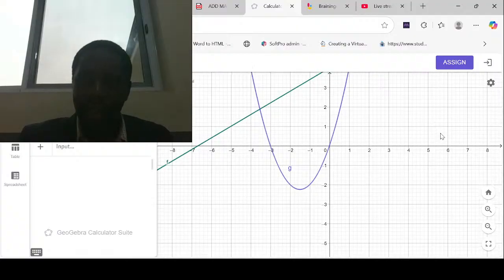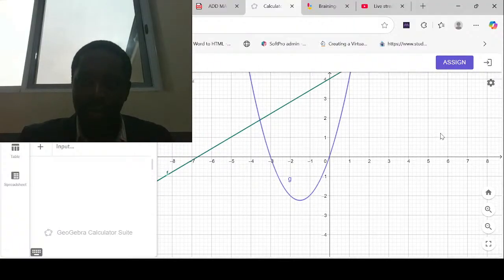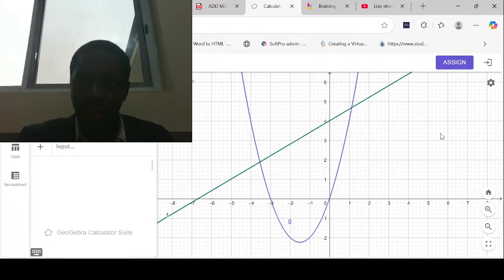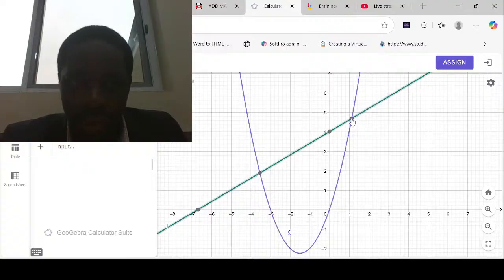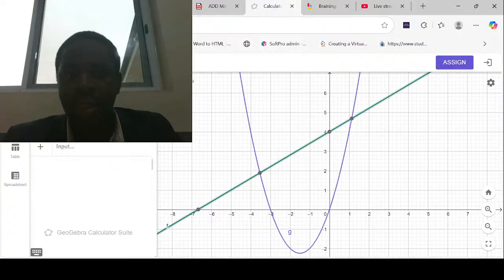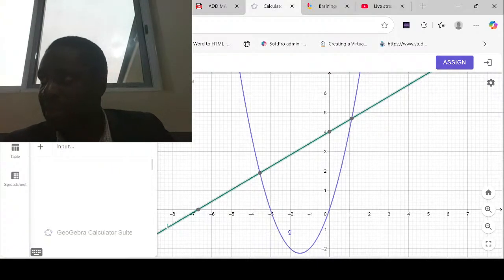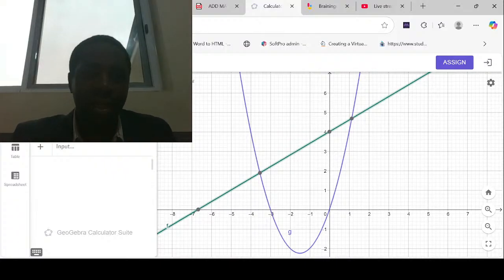But the only thing is where it intersects, let me move it up. There are two solutions. Do you see that? So here is one solution. You can always use your tools to find the actual value there. Here is another solution. But the quadratic equation is not complete because we have a constant. So let me add the plus m.